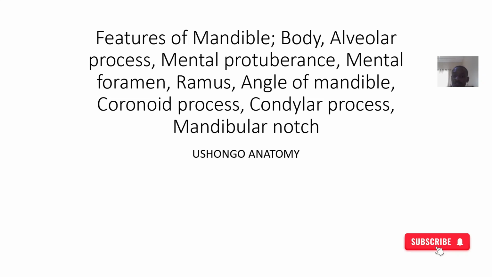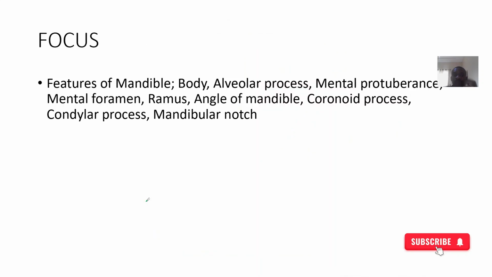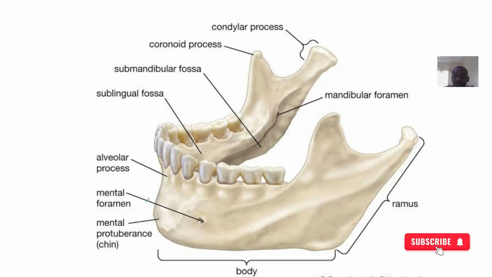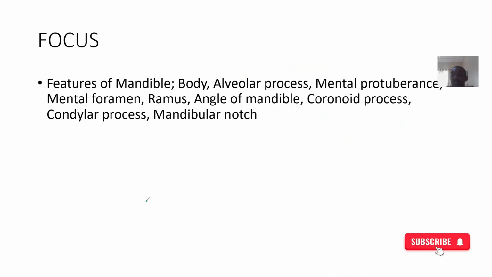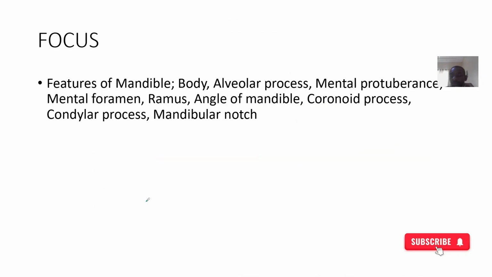Now we're looking at the features of the mandible. Okay, features of the mandible. That's the mandible bone. It has quite a lot of features because it's a prominent bone. Do you understand? So the mandible has the body, has the alveolar process. Can you spot them? That's the alveolar process. The body is down. You know, the mental protuberance is there, your chin. Mental foramen is there. You know, the ramus, the angle of the mandible, the coronoid process, the condylar process, the mandibular notch.